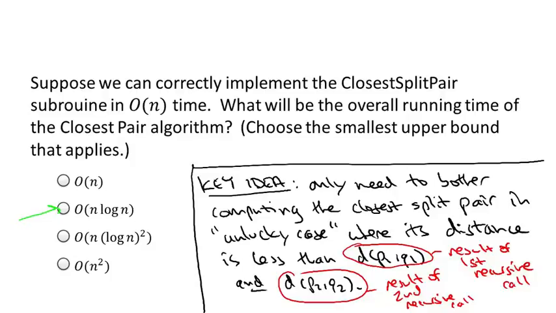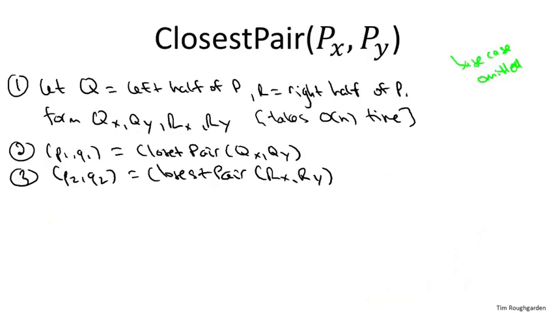So now let's rewrite the high-level recursive algorithm slightly to make use of this observation that the closest split pair subroutine only has to operate correctly in the regime of the unlucky case, when in fact the closest split pair is closer than the result of either recursive call.